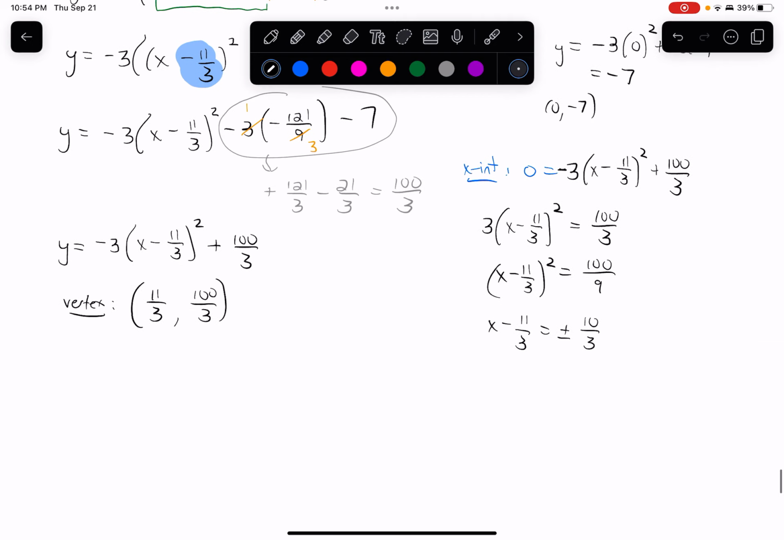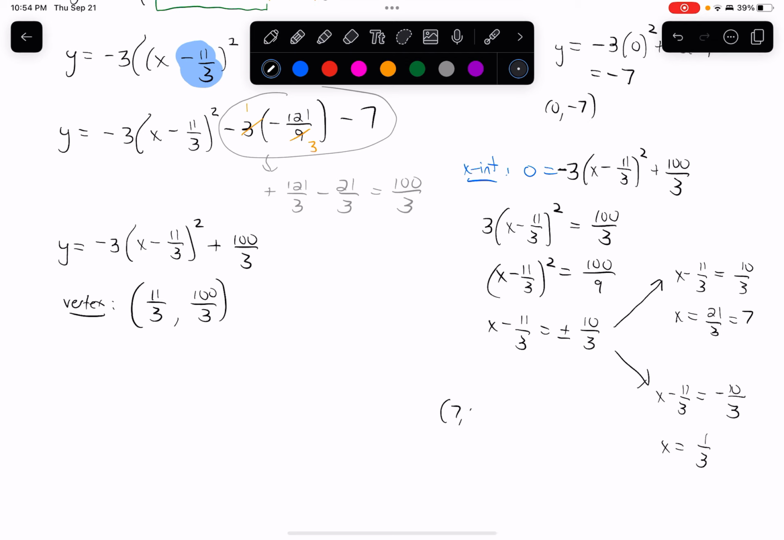So there's two possibilities. Either x − 11/3 equals the positive 10/3, or x − 11/3 will equal negative 10/3. Okay, let's isolate x. If I add 11/3, I get 21/3 here, which is 7. And the other one, I get x equals just 1/3. Okay, so relatively nice values. All right, so my x-intercepts are (7, 0) and (1/3, 0).